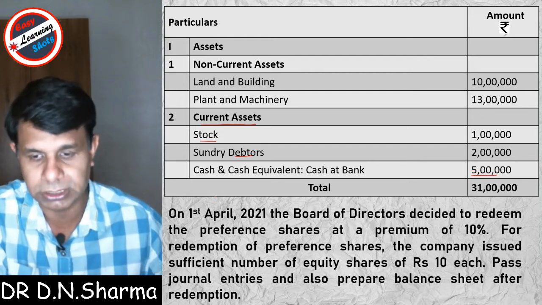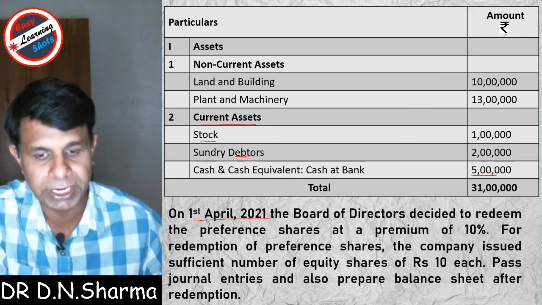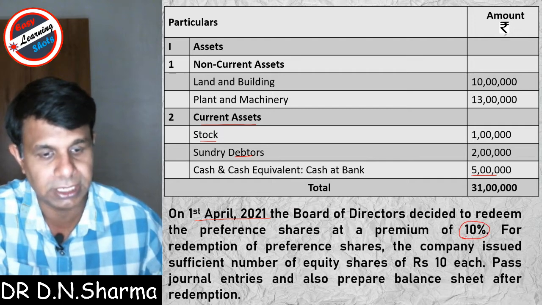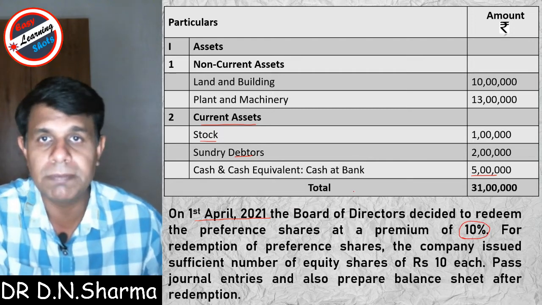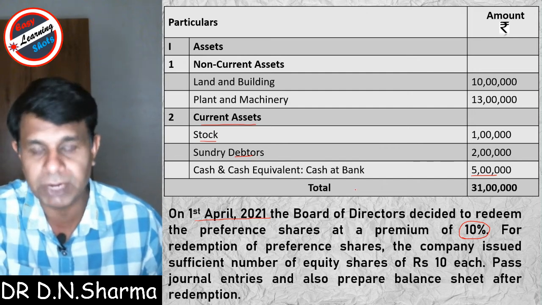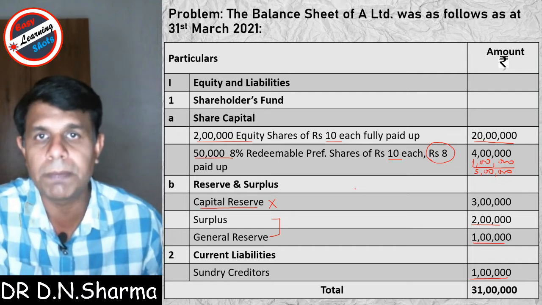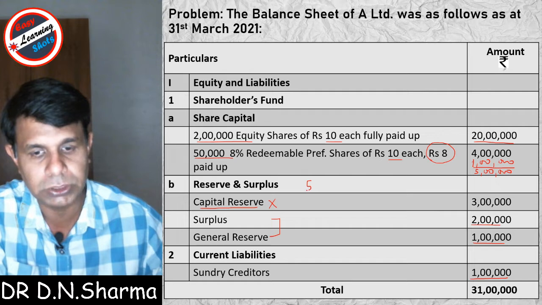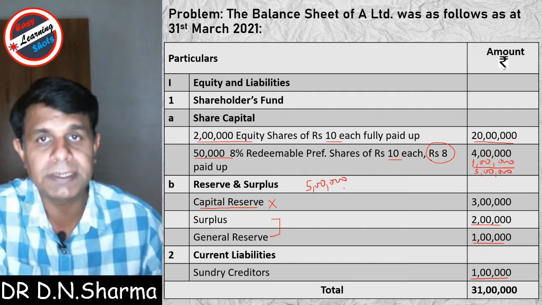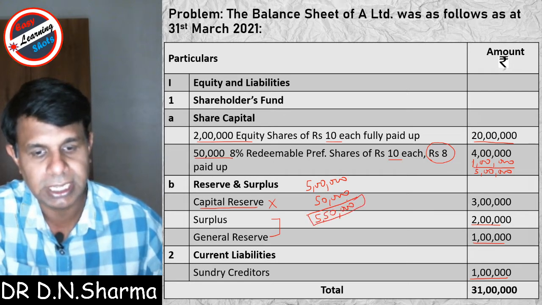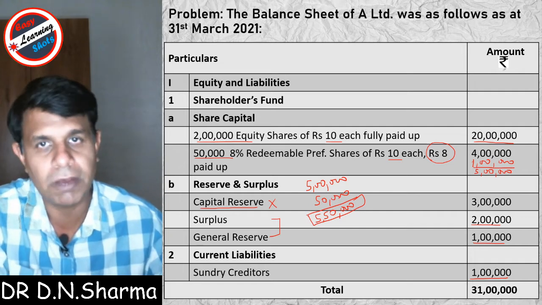Under additional information, here on 1st April 2021, the Board of Directors decided to redeem the preference shares at a premium of 10%. Now the company decided to pay the premium along with preference share capital to the preference shareholders. The premium is the extra amount which is paid to the preference shareholders. So our preference share capital stood at 5 lakh rupees, and 10% premium is given to them. So 10% of 5 lakh is 50,000. So the company pays 5 lakh 50,000 to preference shareholders in case of redemption of preference shares.